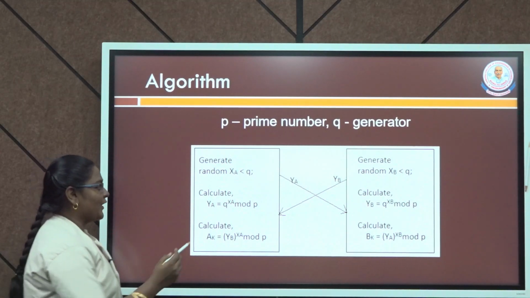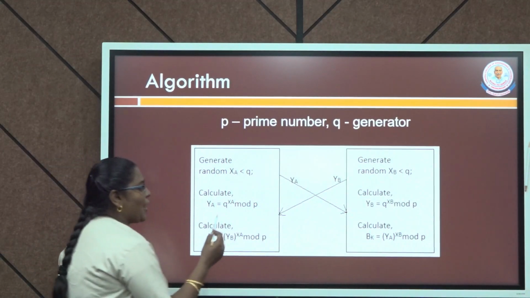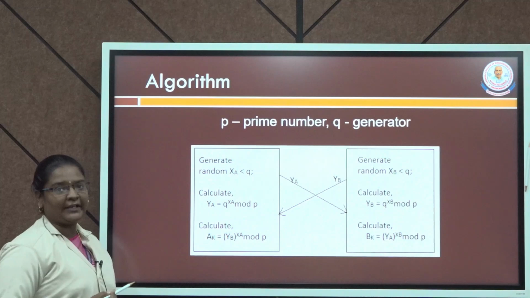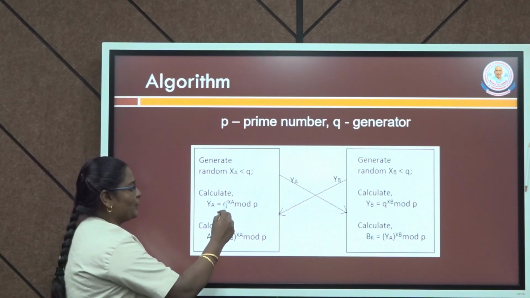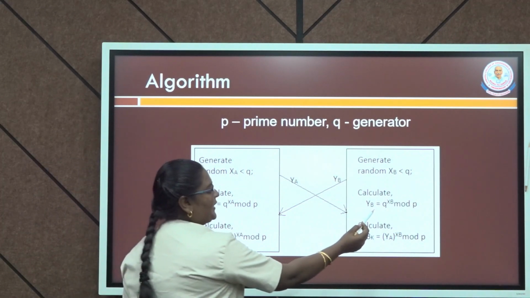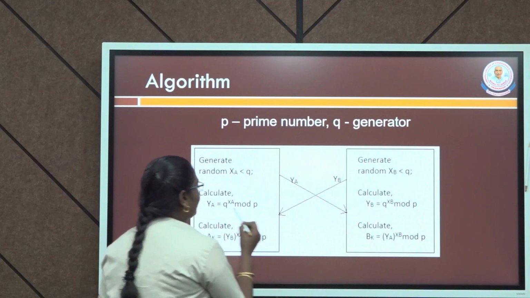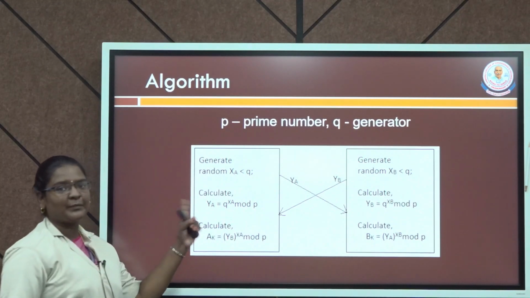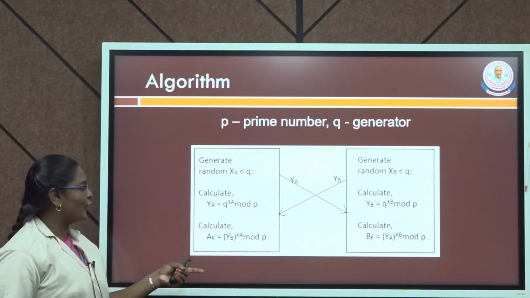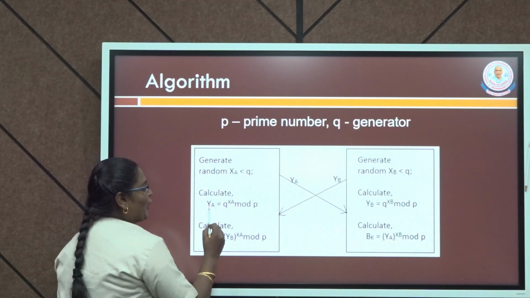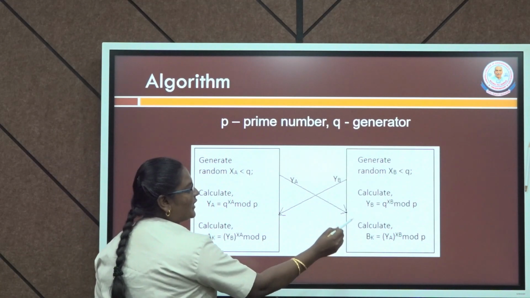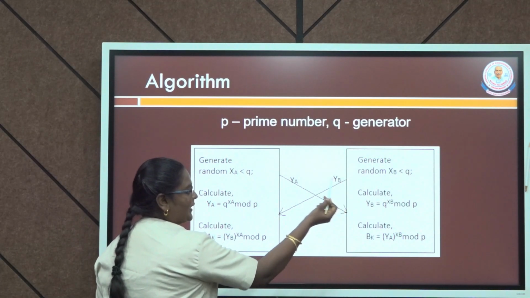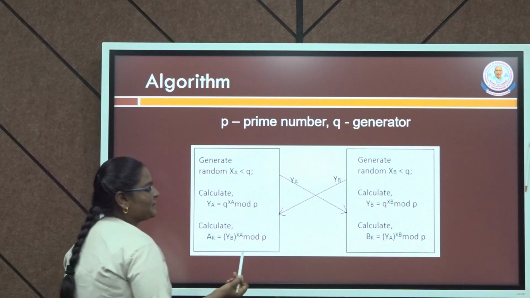Then on both users' sides they have to calculate their public key. YA is equal to Q power XA mod P and YB is equal to Q power XB mod P. Q is the generator value, and XA and XB are their own private keys. After that, YA will be exchanged to user B's side and YB will be exchanged to user A's side.